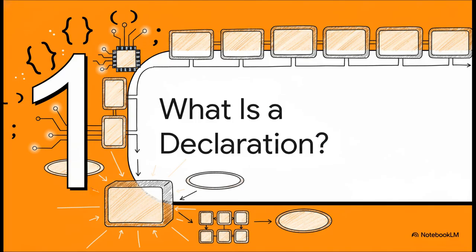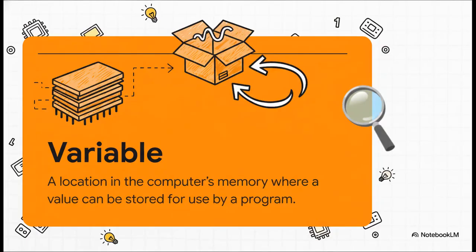Okay, so how does our empty box relate to programming? Well, in the world of code, the act of creating this dedicated space is exactly what we call a declaration. It's the very first move you make when you're working with information. As you can see, the official definition is actually pretty straightforward. A variable is just a reserved spot in the computer's memory. So think of it as the literal digital version of our empty box. It's a place we create specifically to hold a value.